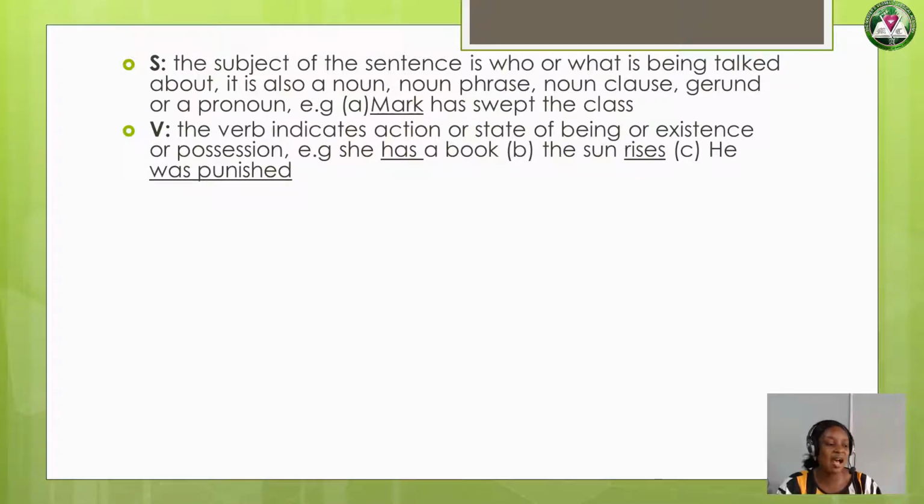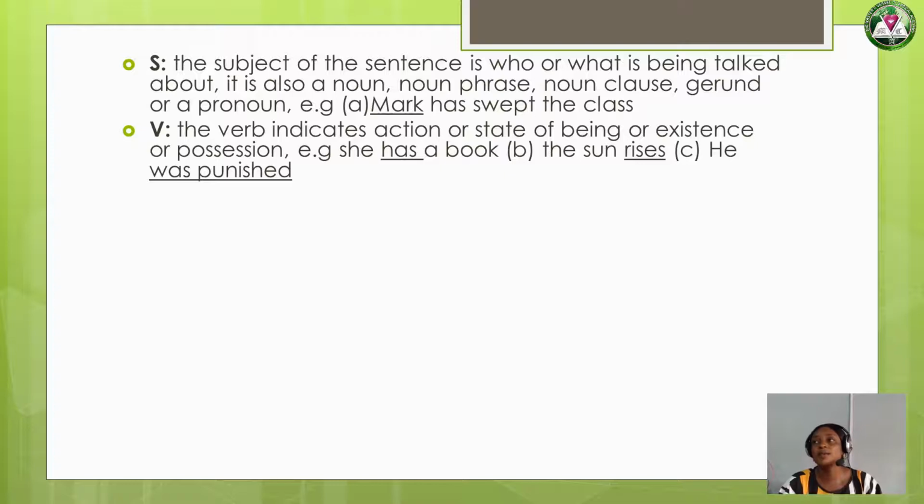Okay. Now we have the verb. The verb indicates action or state of being or existence. Gone are those days where we simply say a verb is an action word or a doing word. Because when you say a verb is an action word or a doing word, that means you're missing out some aspects of verbs. For example, is does not indicate an action. Okay? Has does not indicate an action. So we now say that a verb is an action word or a doing word, but it can also be a state of being or existence or position. So we have examples. We have different kinds of verbs. We have the lexical verbs.